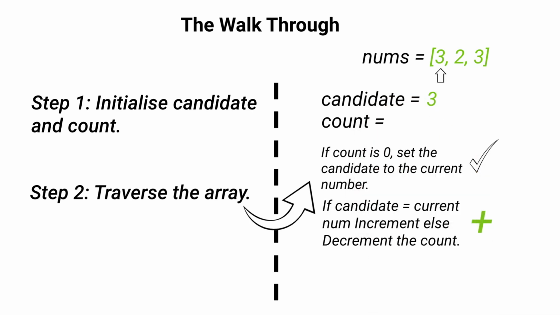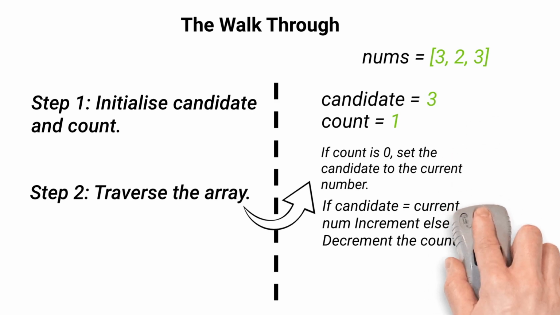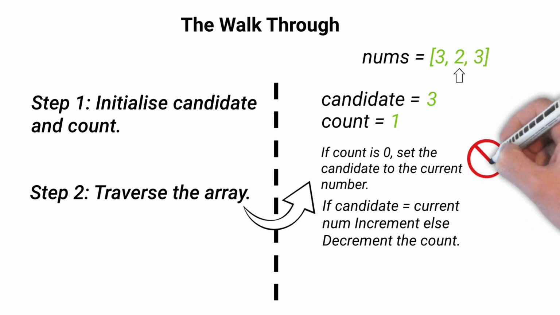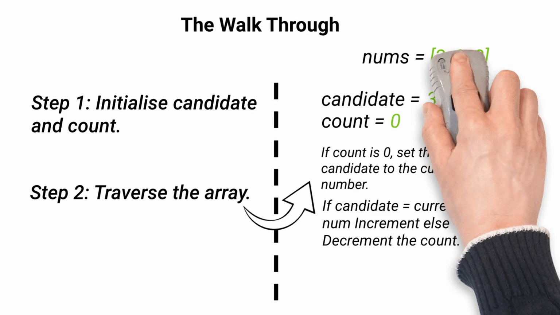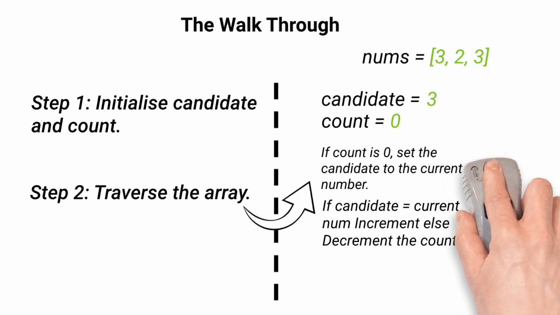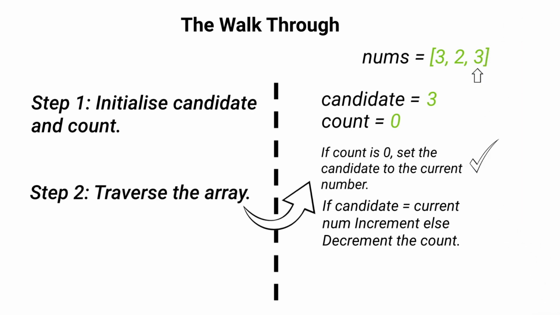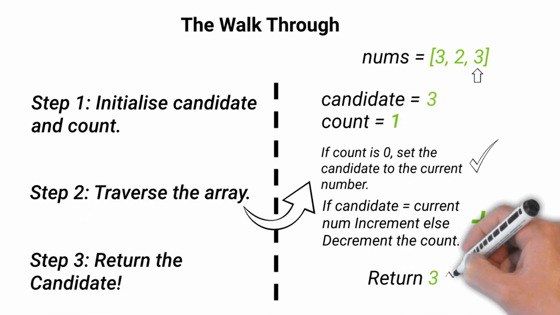Then we go to the next item in the array, which is 2. So the count is not 0, so we do nothing there. And the candidate does not equal the current number, so we need to decrement the count and set that equal to 0. Go to number 3. The count is 0, so we set the candidate equal to 3. It already is 3. And the candidate is equal to the current number, so we increment count and set it equal to 1. So step 3, we return the candidate, which is 3.